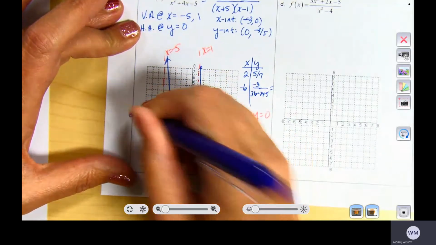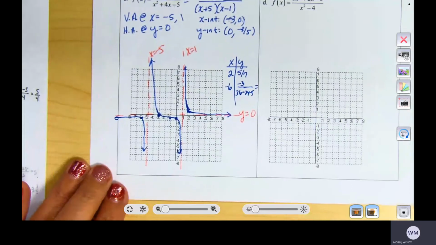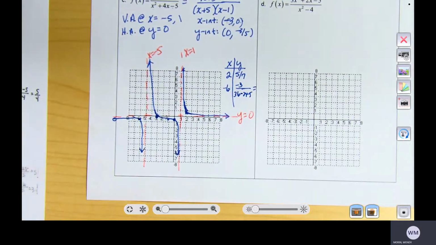Again, try to make them look as smooth as possible. So there's a sketch. All right, one more.